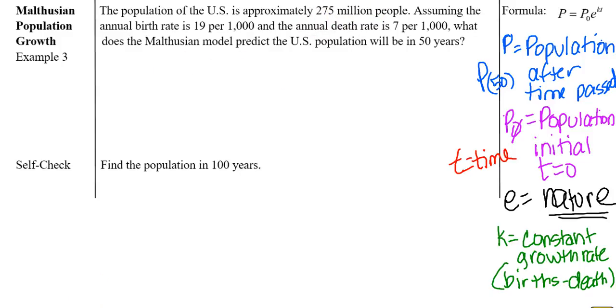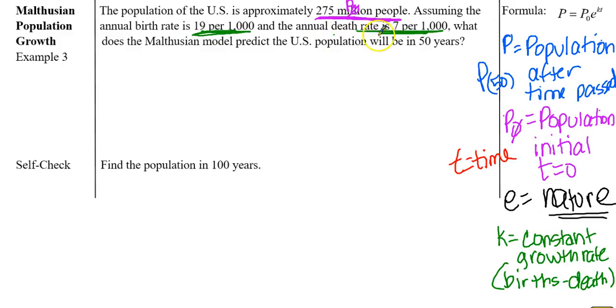Initial population. So I think I did mine in purple, so I'm going to get my purple pencil out. And I'm going to mark that P sub 0. All right. Assuming an annual birth rate is 19 babies per 1,000 people, and the annual death rate is 7 people per 1,000 people, what are those two values helping me to develop?